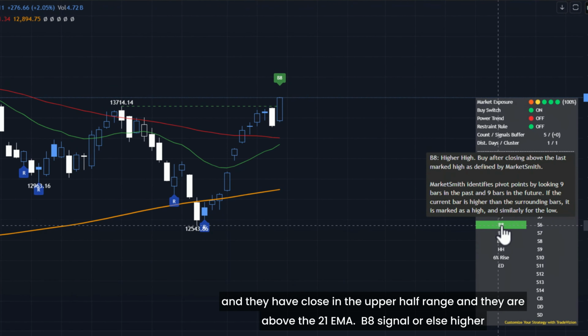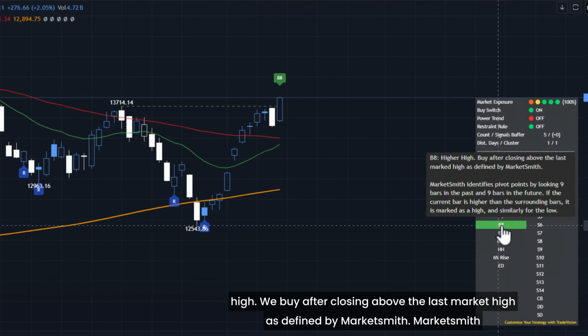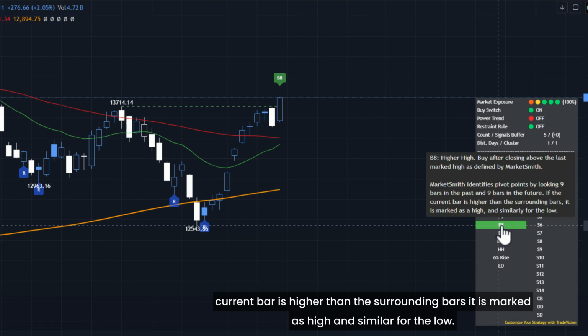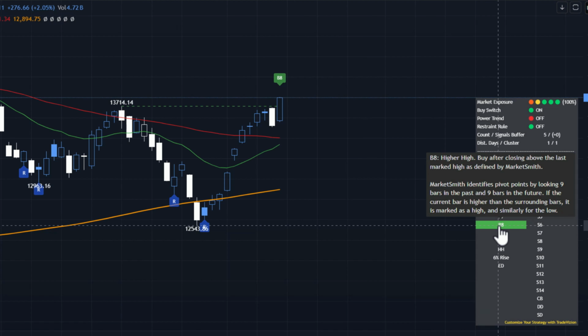B8 signal, or else higher high. We buy after closing above the last market high as defined by MarketSmith. MarketSmith identifies pivot points by looking 9 bars in the past and 9 bars in the future. If the current bar is higher than the surrounding bars, it is marked as high, and similar for the low.